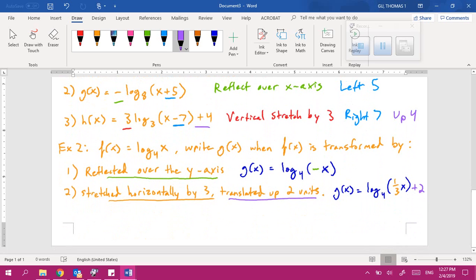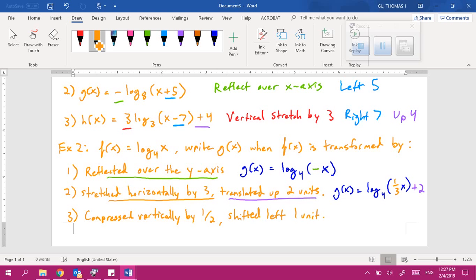All right. And the last example of this is going to be compressed vertically by 1/2 and shifted left 1 unit. So can somebody different now, let's see somebody else give us the equation here. Who wants to give it a go? Who would like to take a shot? Is it g of x equals 1/2 log?